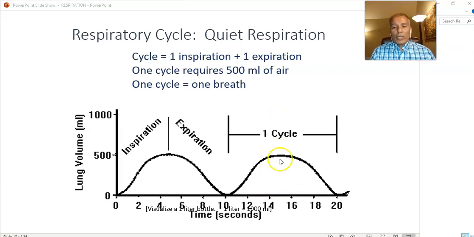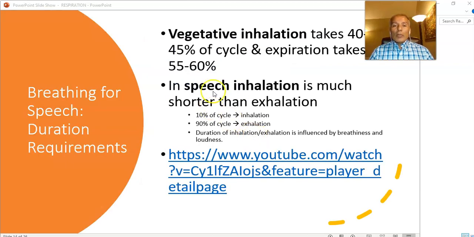So the difference is not really very big. It's about half and half. But for speech, the difference is great, it is a lot. For speech, it is 90% of the cycle. 90% of the cycle is spent in exhalation. 10% is spent in inhalation, and 90% in exhalation.